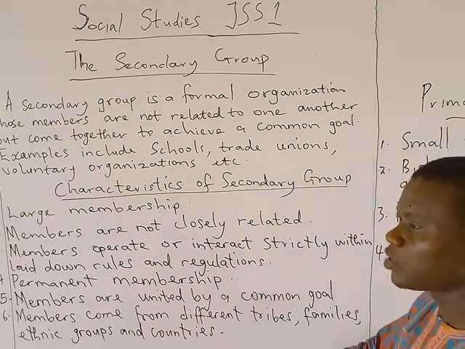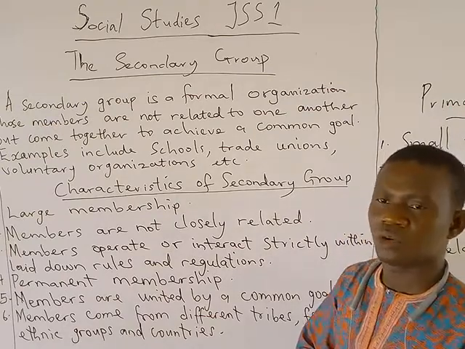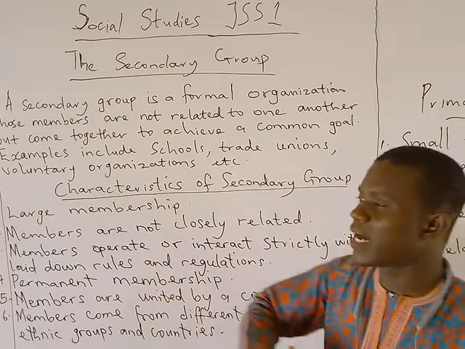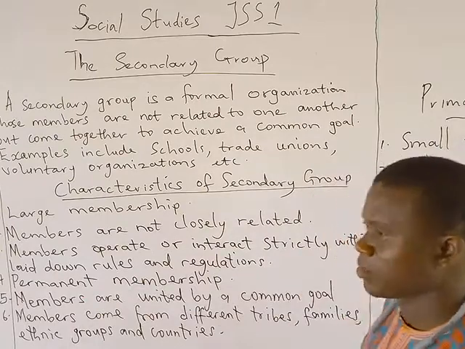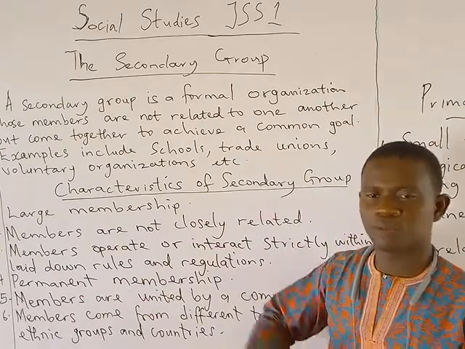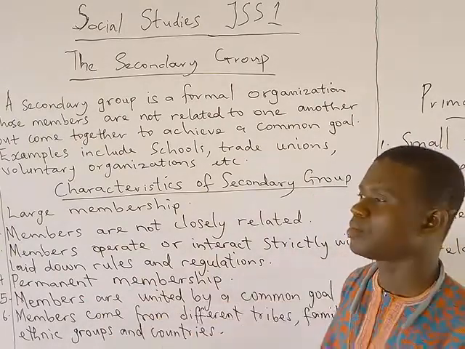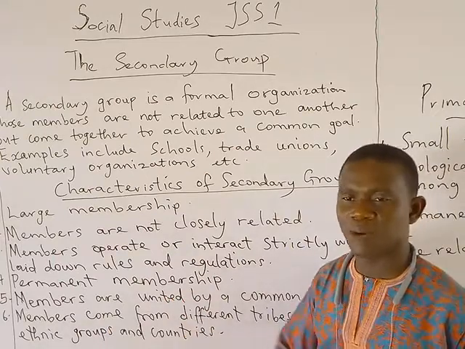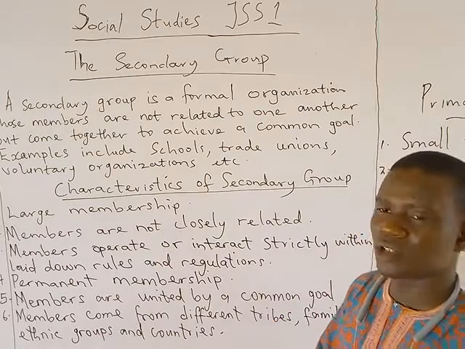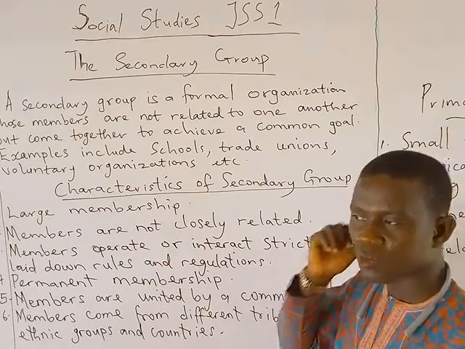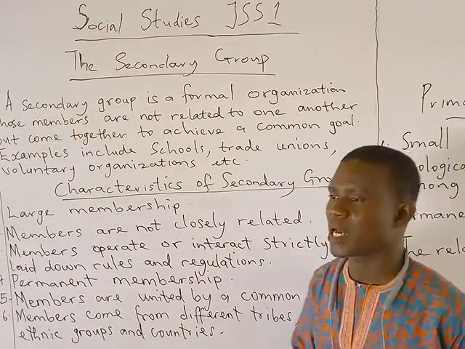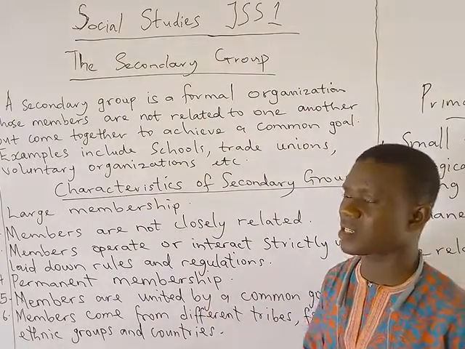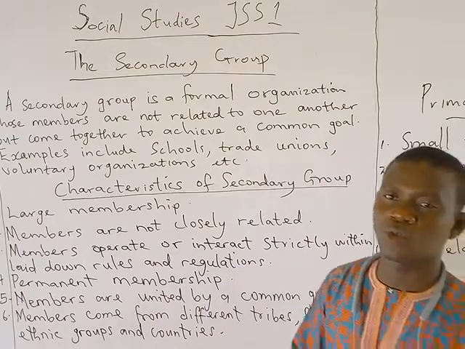We say primary group consists of people that have close relationship over a long period of time. And we gave an example. A good example is the family. We talk about family, age group and kinship group, and so on and so forth. We discussed extensively about family before you went on holiday.